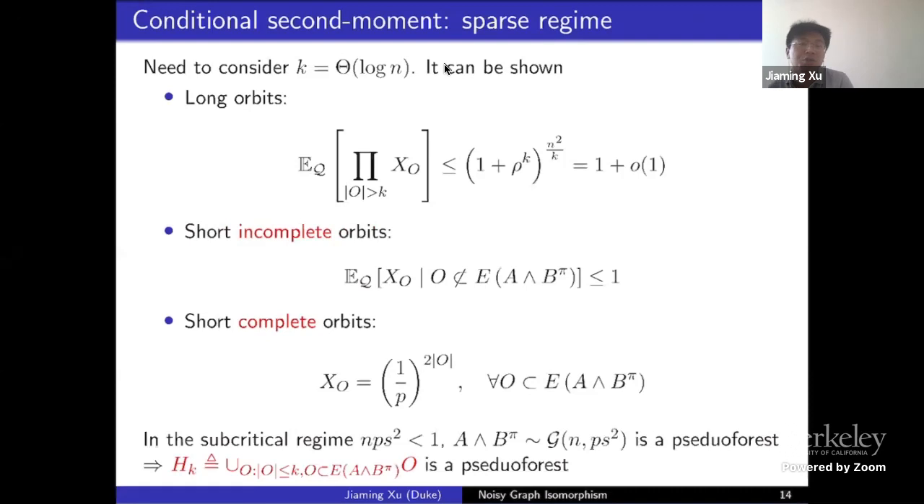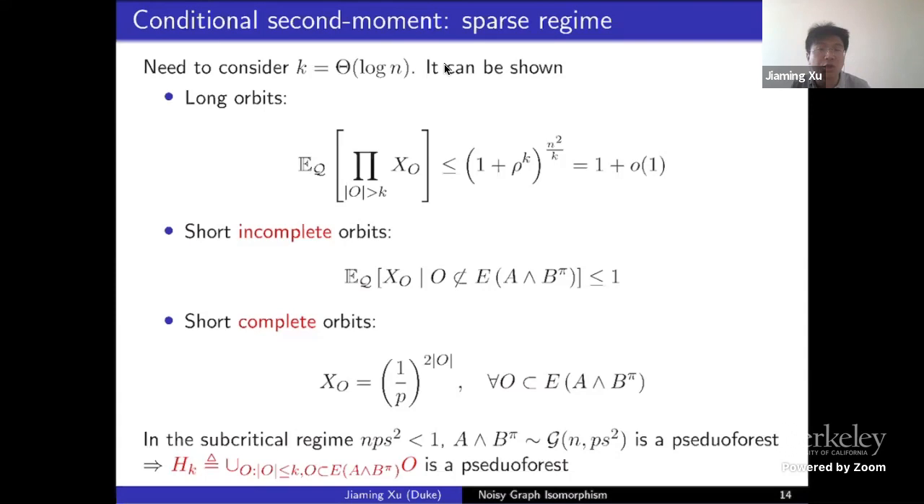For the sparse regime, it turns out that the situation is much more complicated. That is because we need to consider all the edge orbits up to length log n. So we divide our analysis into 3 different categories. The first one is the long cycles, those orbits of length above log n. And it turns out that for those long orbits, they contribute 1 + o(1) to the second moment already by just plugging in the vanilla second moment calculation.